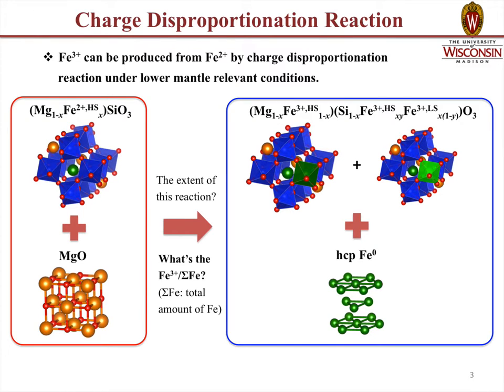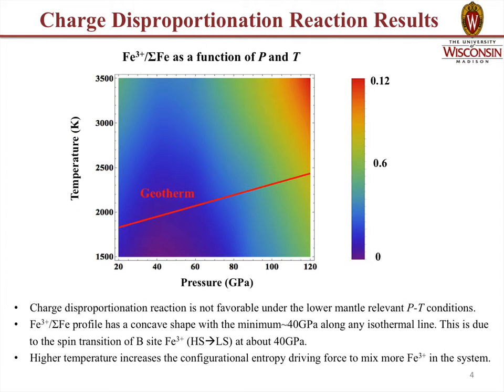Under lower mantle relevant high temperature conditions, we build an ab initio based ideal solution thermodynamic model to find the equilibrium state of the system. It tells us the extent of the reaction and the ratio of Fe3+ content in the system. Here is the 2D contour plot of our calculated Fe3+ fraction as a function of pressure and temperature.